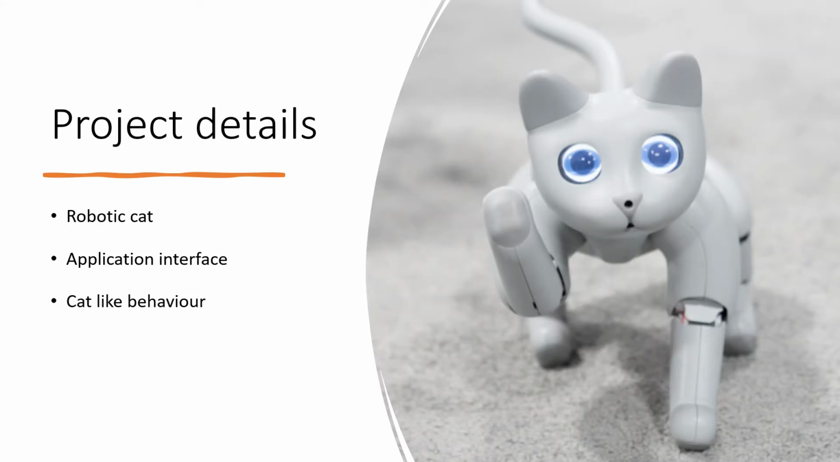So this robot has an application interface, a dedicated Android application where it can read the important values of the robot, such as the battery health and the current location. One of the purposes of this project is to create a robot which can produce cat-like behavior, or say cat-like features such as meowing or purring or coming up to the owner and such.